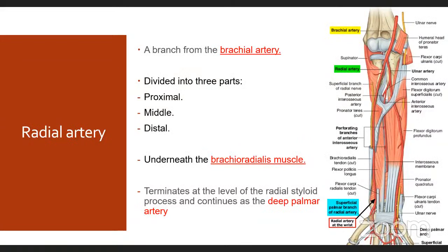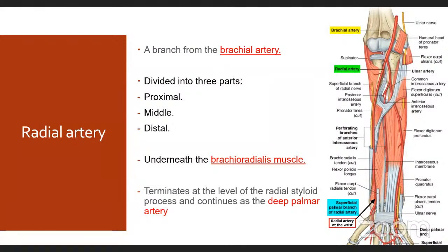The radial artery is one of the two terminal branches of the brachial artery, located medial to the biceps tendon. It's divided into three parts: proximal, middle, and distal. The proximal part lies between its origin and the distal extent of the antecubital fossa. The middle part extends from the antecubital fossa to the origin of the brachioradialis tendon, the extensor carpi radialis longus, and the extensor carpi radialis brevis. The distal part runs from the origin of these tendons to the wrist.